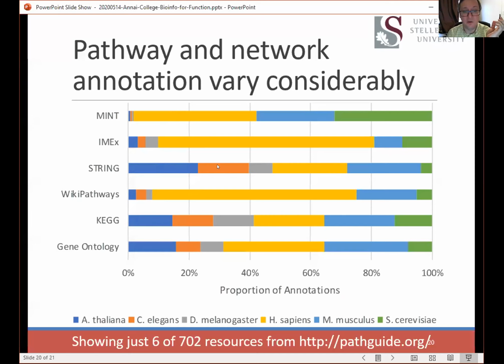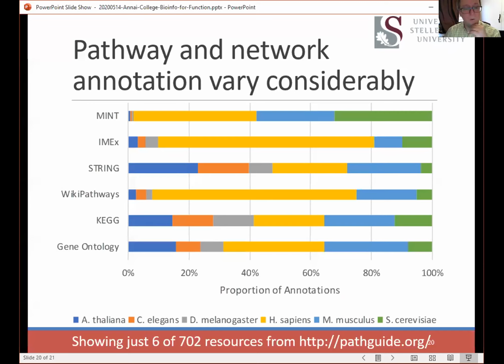Once again, we see STRING, another database that a lot of people use for pathways and networks, has a pretty good assortment. It's got an even smaller fraction of all of its database records representing S. cerevisiae, but it's not totally neglecting that.